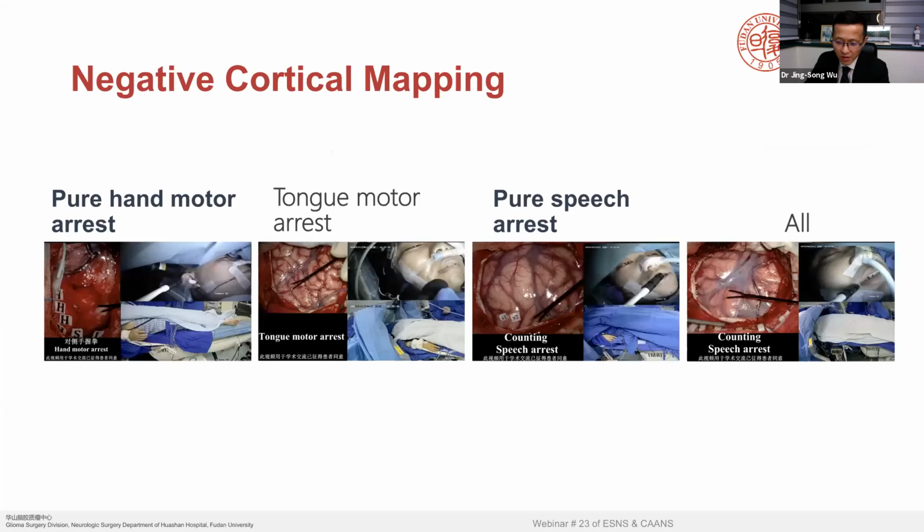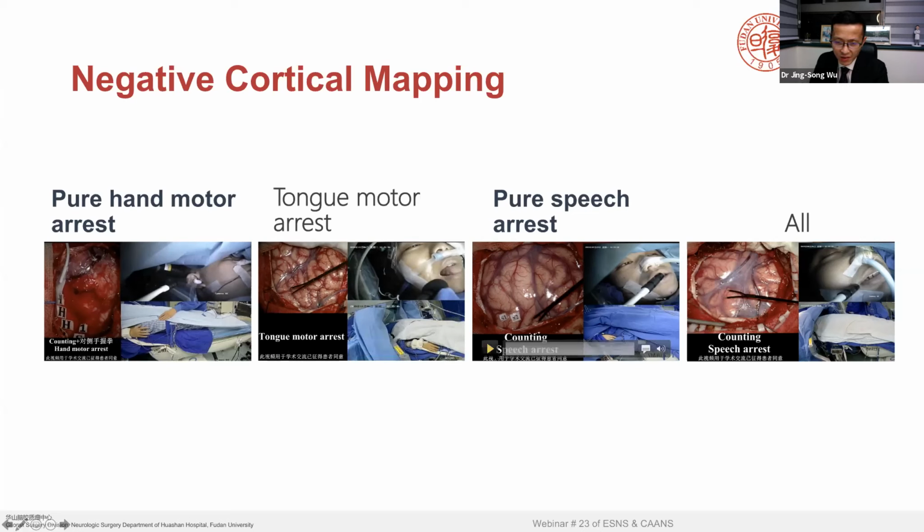Sometimes we will record the negative cortical reaction. For example, this is a hand motor arrest. So the hand motor arrest causes the fist to stop. And the tongue movement arrest. We believe speech arrest is also a kind of negative cortical mapping reaction.